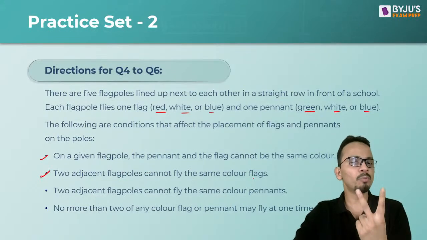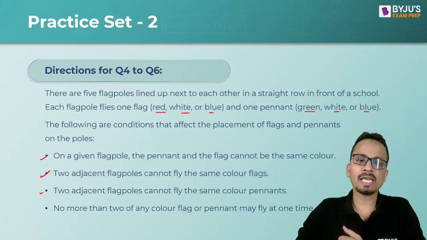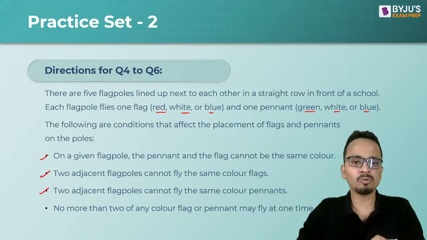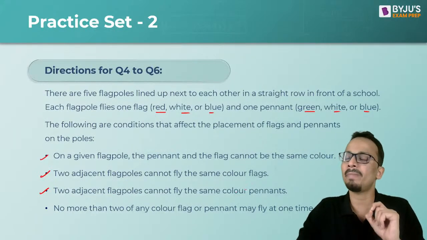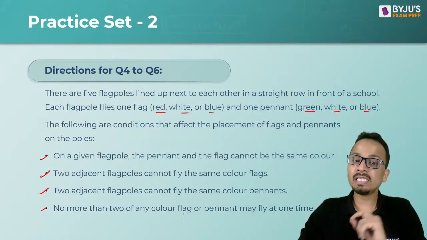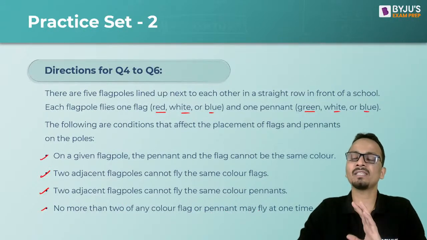So adjacent poles पे same color का flag नहीं होना चाहिए. Okay. Same is the condition with the pennants. So two adjacent flagpoles cannot fly the same color pennants. Right. The last condition, no more than two of any color flag or pennant may fly at the same time.